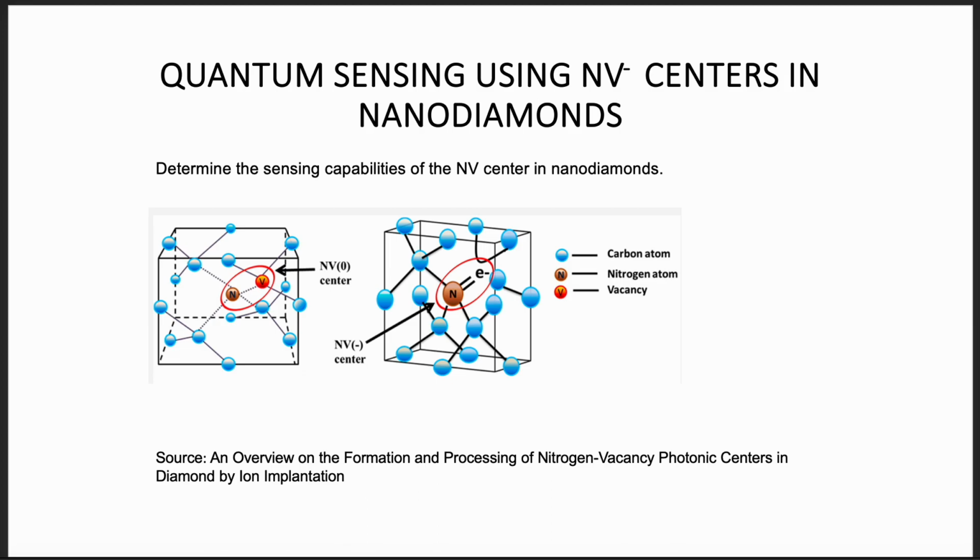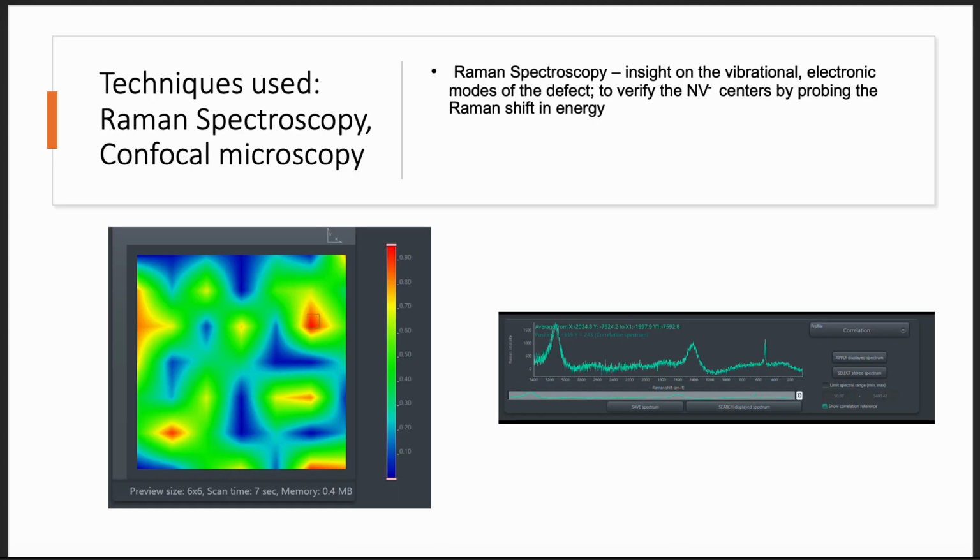So as we can see in our figure, we have two types of NV centers, the NV0 center and the NV minus center. In our research project, we will mainly focus on the NV minus center. We use two main techniques to study the structural, vibrational, and optical properties of the NV center: Raman spectroscopy and confocal microscopy. Raman spectroscopy provides an insight on the vibrational and electronic modes of the defect, which help us verify the NV centers by probing the Raman shift in energy.